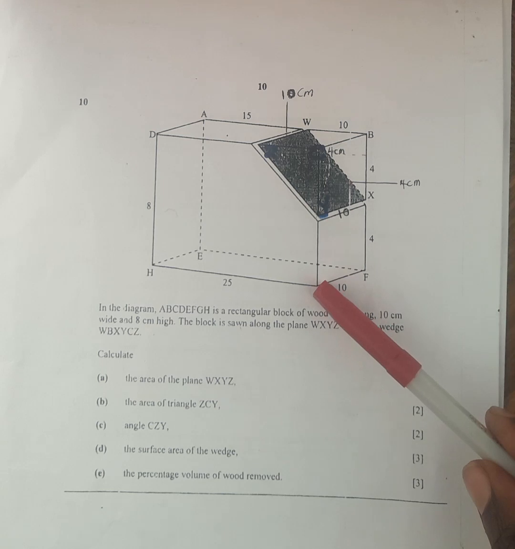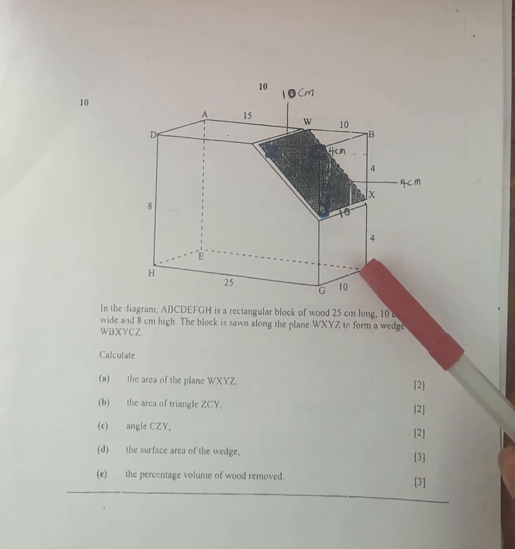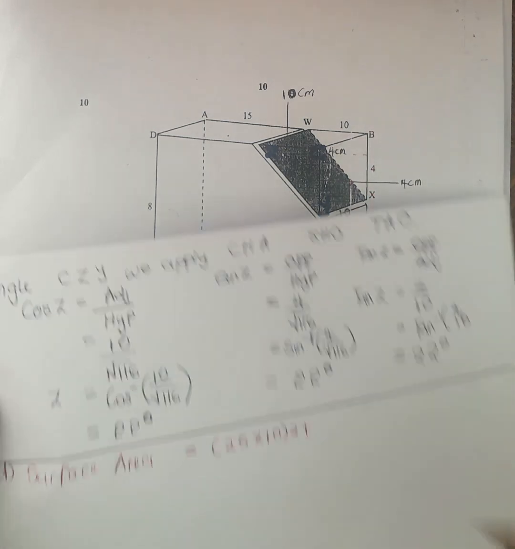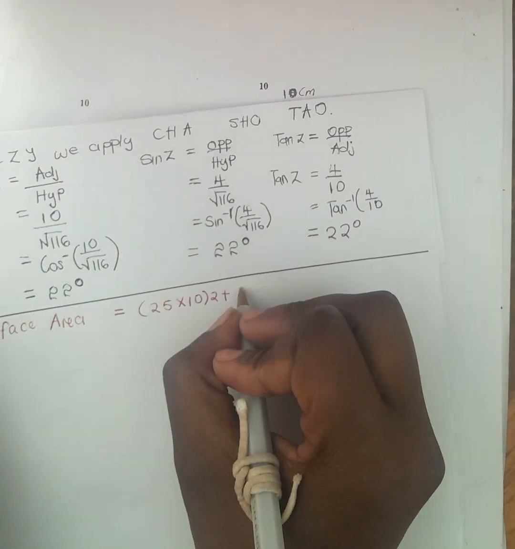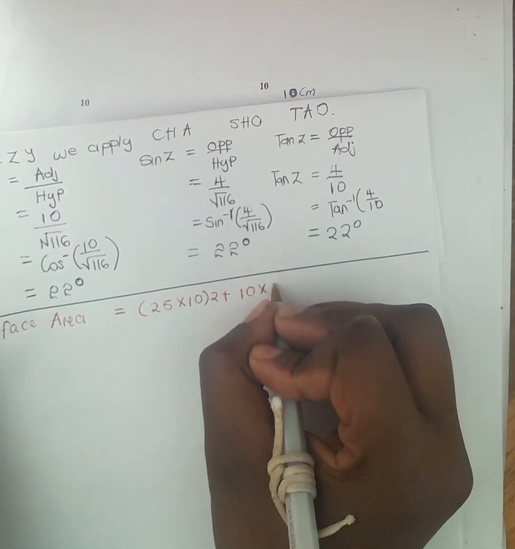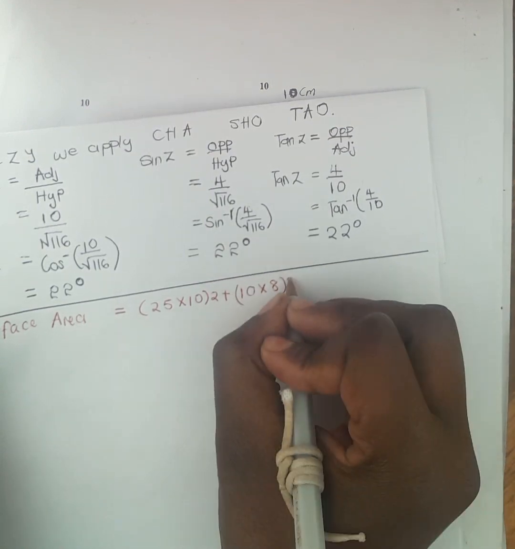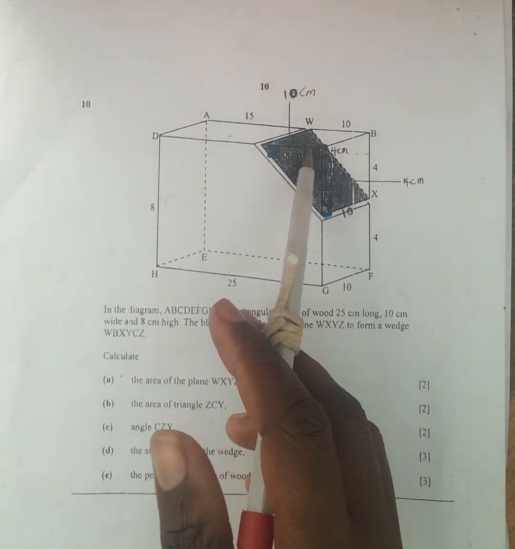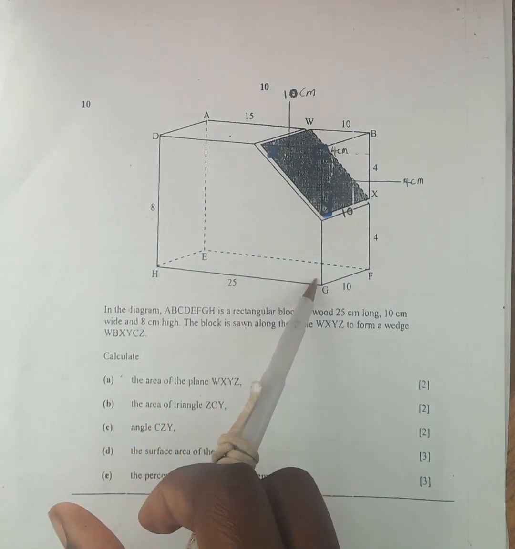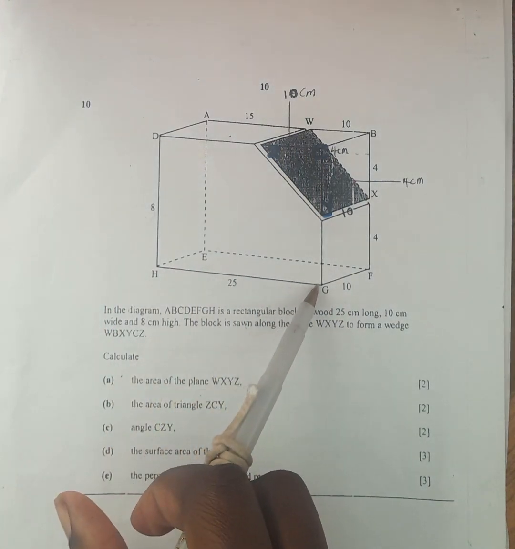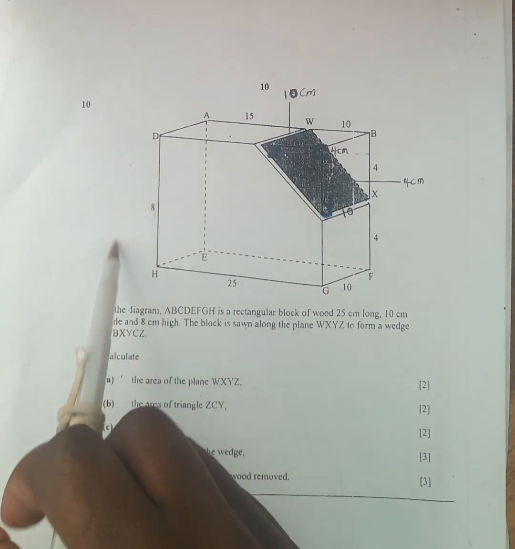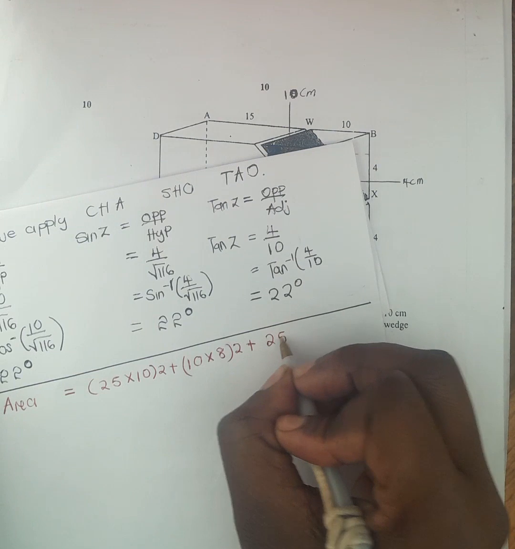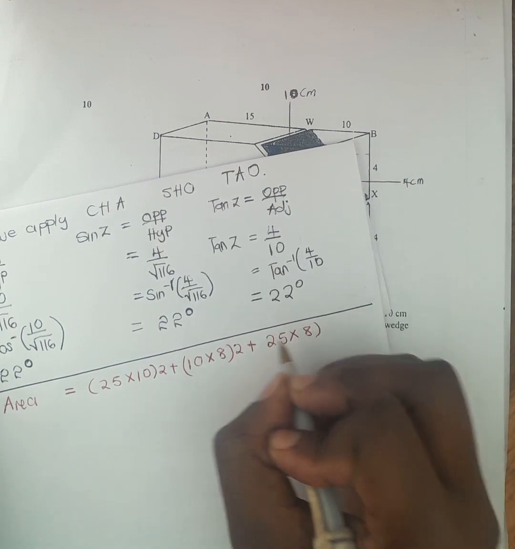And the second face which we are going to consider is this face. For this face, we have 10 centimeters and 8 centimeters. So we are going to write 10 times 8 times 2, and the last 2 faces, for this face, which is 25 length and width of 8 centimeters. So we write 25 times 8 times 2.